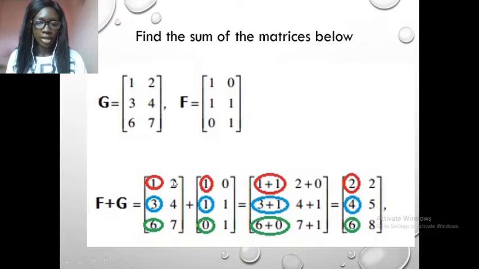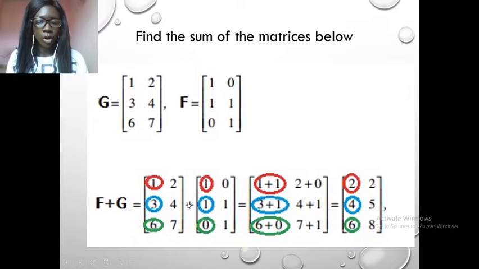So we have here 2. We are going to add it to 0. This 2 is in the first row and second column, so in the second matrix we check the first row and second column, which is 0. So we have 2 plus 0, which gives us 2. Okay, so let's go to the second row.